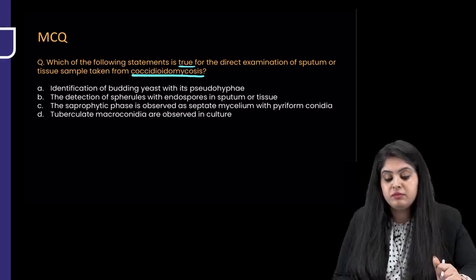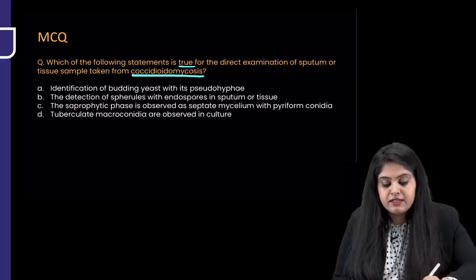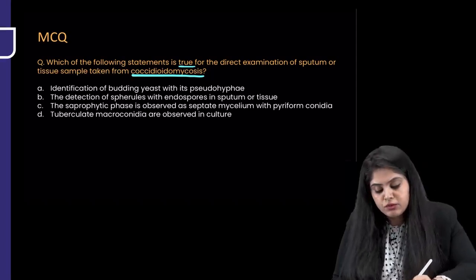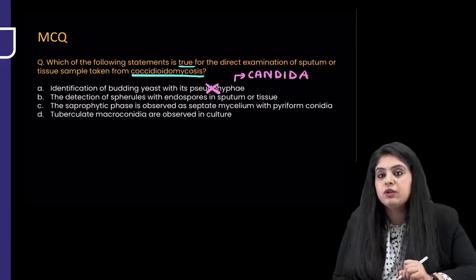So coccidio has been mentioned. Okay, so let's see. The first one is saying that you are going to see identification of yeast with its pseudohyphae. Do you see pseudohyphae in coccidioidomycosis? No. Pseudohyphae is a very important feature of Candida. So this is the wrong statement over here.